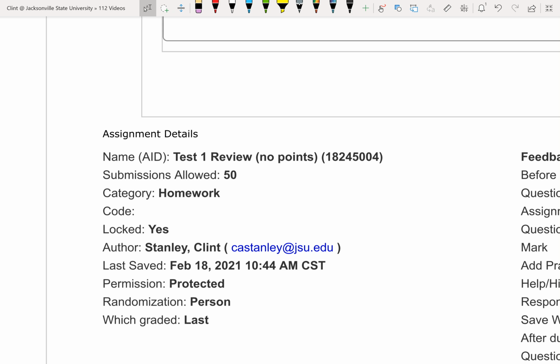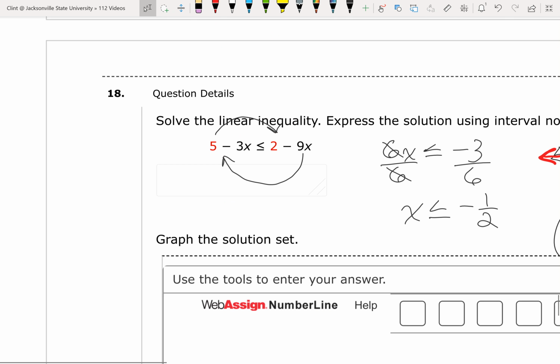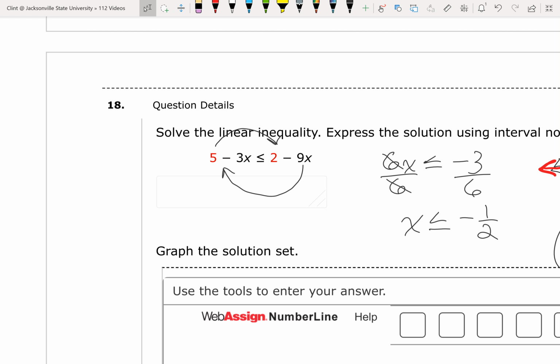There's test 1 review. If you have other questions, let me know. Like I said, I will give you the quadratic formula on the exam, so you don't have to memorize that. You can use a calculator.